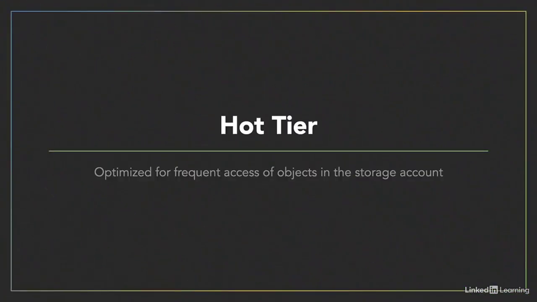The hot tier is optimized for frequent access of objects in the storage account. Accessing data in the hot tier is most cost-effective, while storage costs are somewhat higher. New storage accounts are created in the hot tier by default.